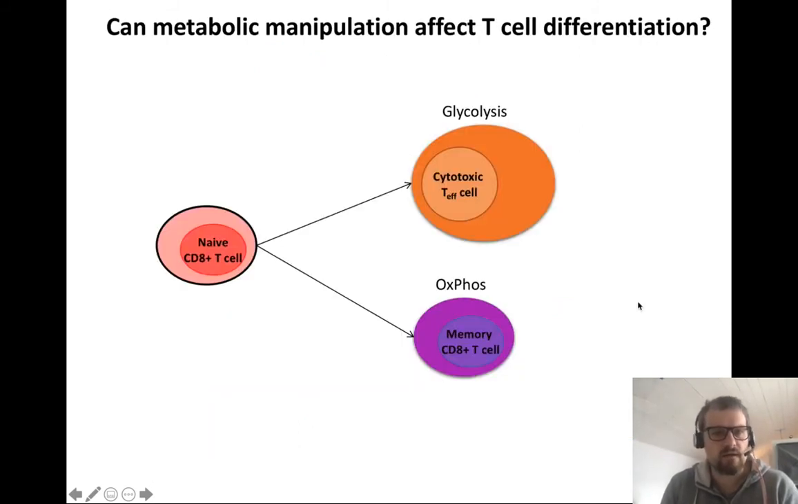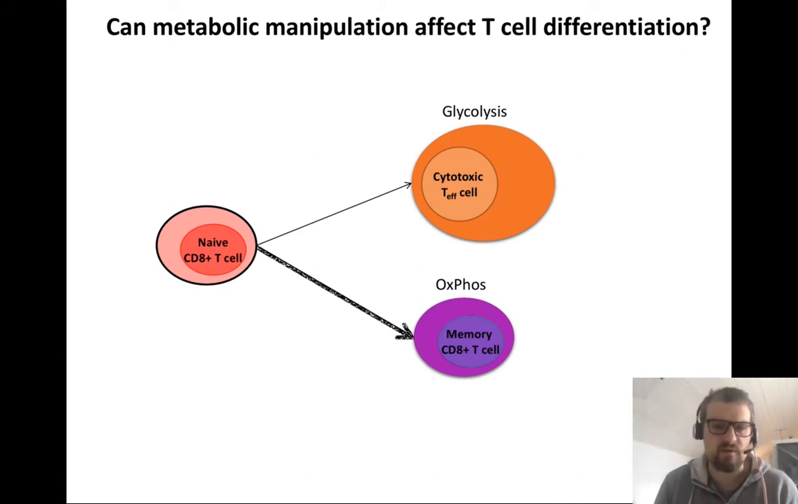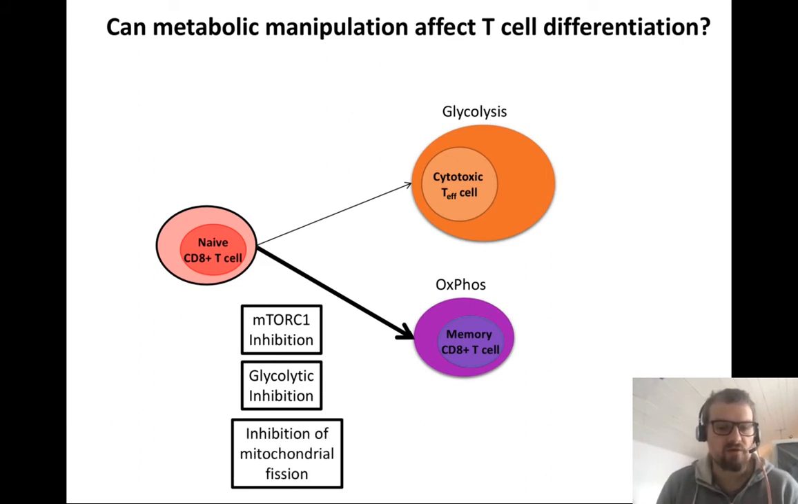So if you start playing around with the metabolism, can you affect the differentiation? Well, absolutely you can. So if you want to favor the differentiation of memory cells, you can inhibit mTOR using mTOR inhibitors. You can inhibit glycolysis, and that will also favor memory cell differentiation. You can also inhibit mitochondrial fission, so you can maintain the mitochondria, promote this network mitochondria, and that in itself can also seem to push towards memory cells.